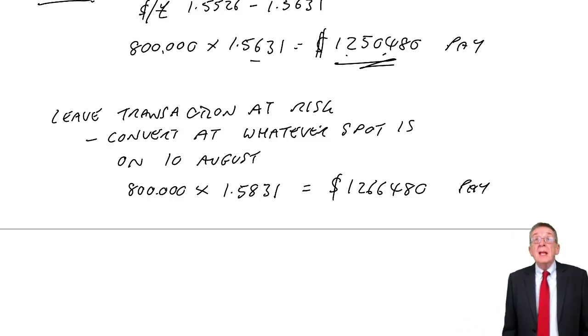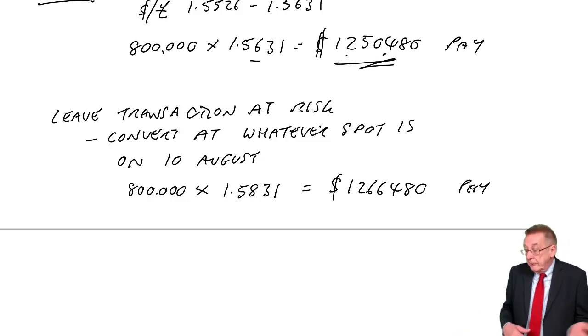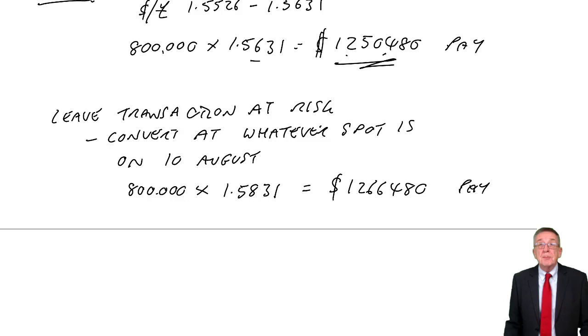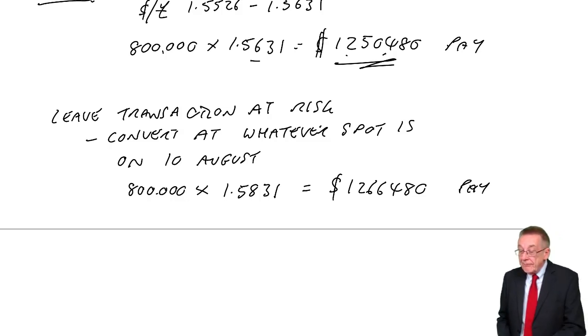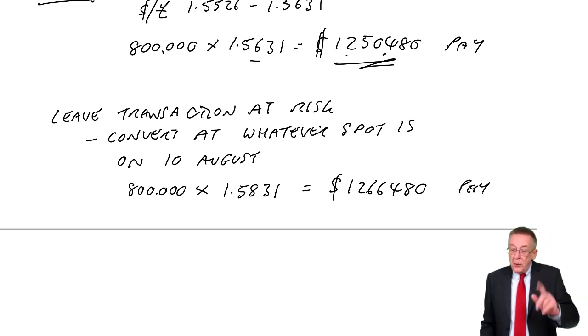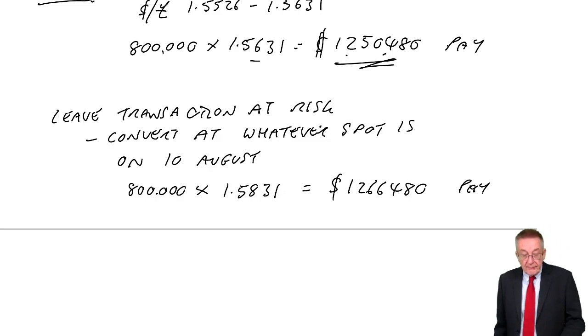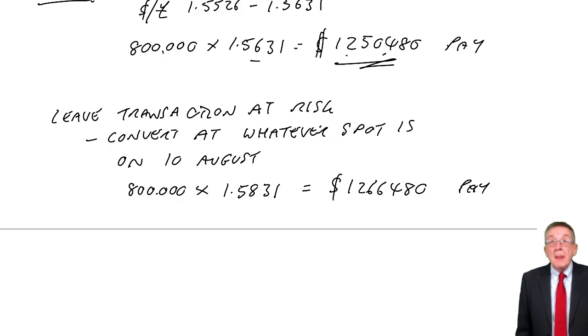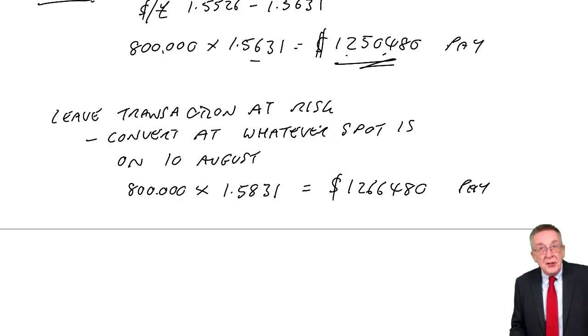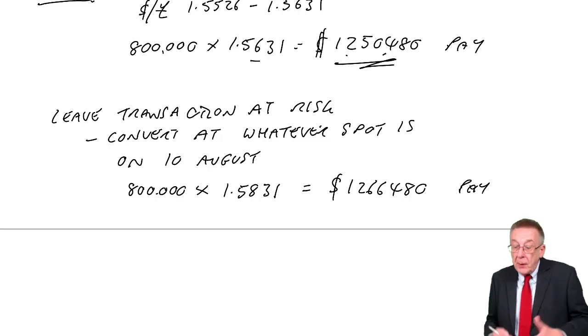Now, of course, we've no idea in real life what the spot's going to be on the 10th of August. We could end up, as here, having to pay more, or it could have gone down and we end up having to pay less, but we've left it at risk. And what do I do about that risk? Well, the point is this: there are futures available. There are September futures available. That means that we could use this to convert at the end of September, but we're not.